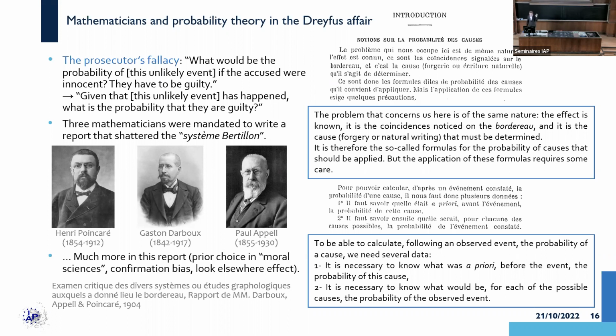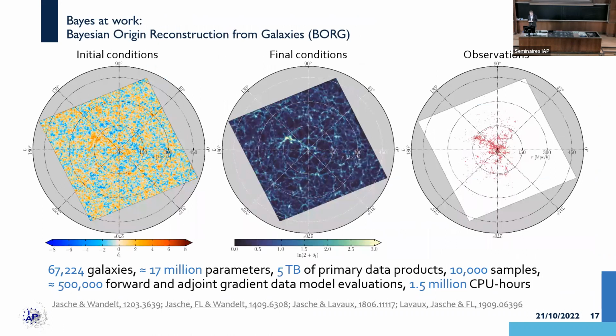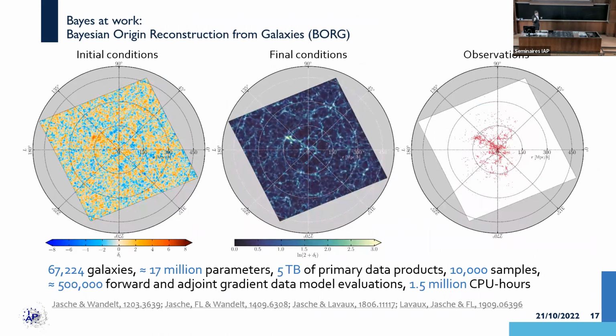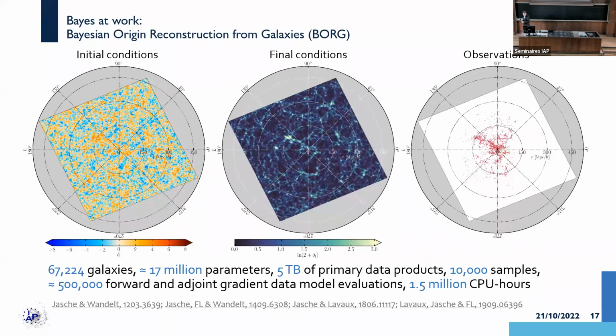Right, there's actually much more in this report which shattered the Bertillon system: about what they call the prior choice, for what they call moral sciences, about confirmation bias, about the look elsewhere effect. So I have like 100 backup slides on this if you want to ask me questions. But let's go back to some cosmology.